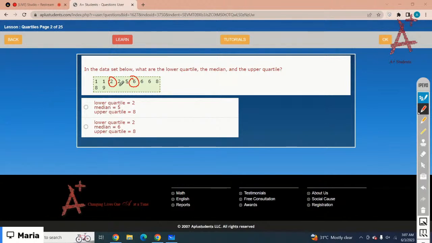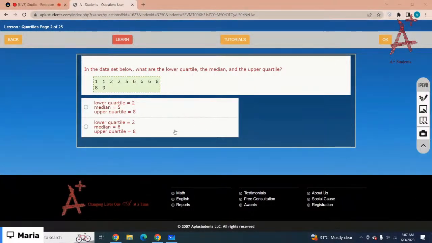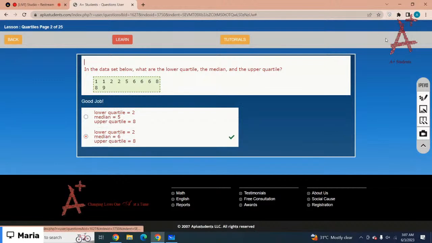So 2 is the lower quartile, and again you have five numbers on the upper half. The third one is the upper quartile. So 6 is the median, 2 is the lower quartile, and 8 is the upper quartile. So the second option is the correct one. Got it? Just select the correct option and click on the OK button.